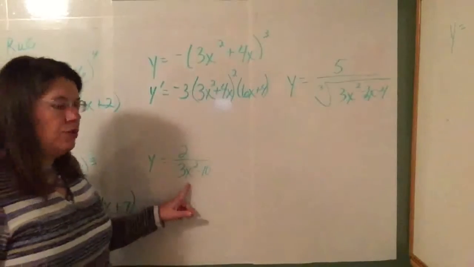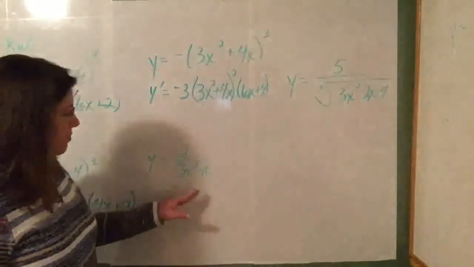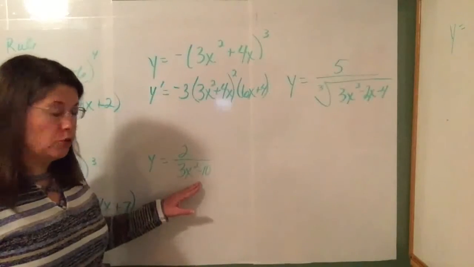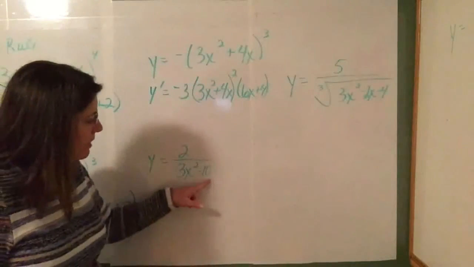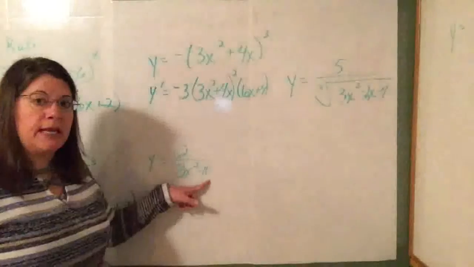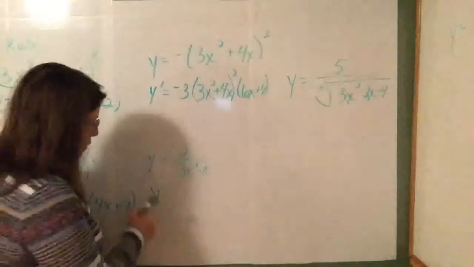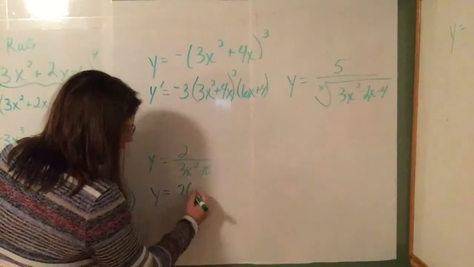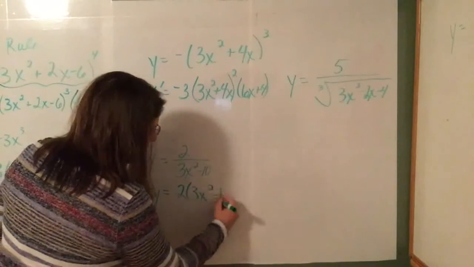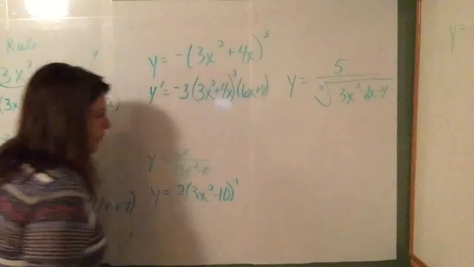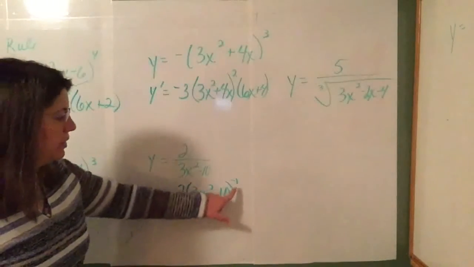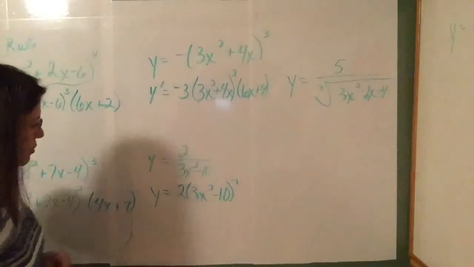Now, we could use the quotient rule here, but I think it's easier to rewrite this problem and then use the chain rule, because if you think about it, isn't all of this stuff on the bottom just to a -1 power? So if we do that, y is equal to, first we're going to rewrite 2 times 3x squared minus 10 to the -1st. Then we're going to use the chain rule. To use the chain rule, we do -1 times 2.